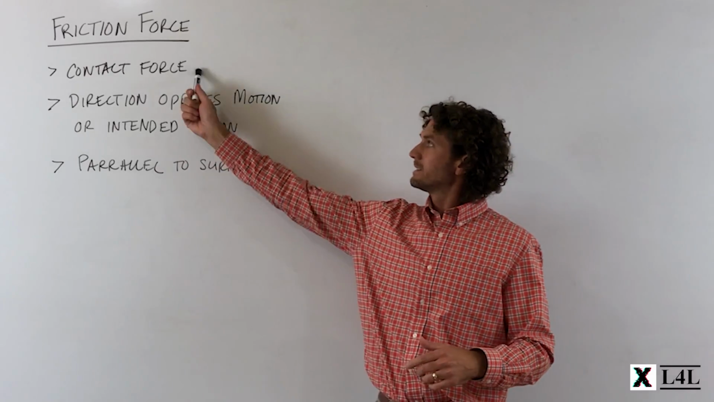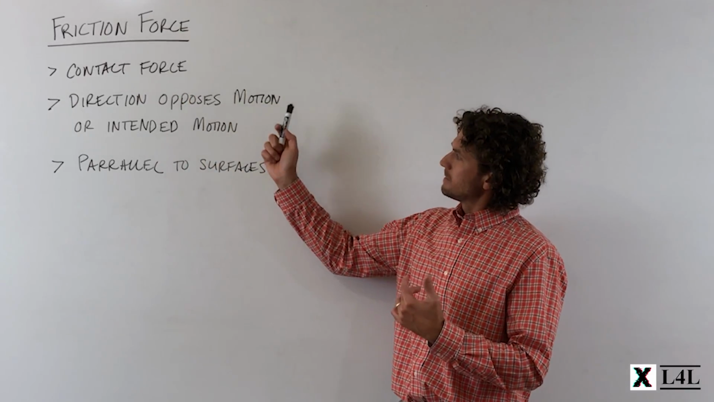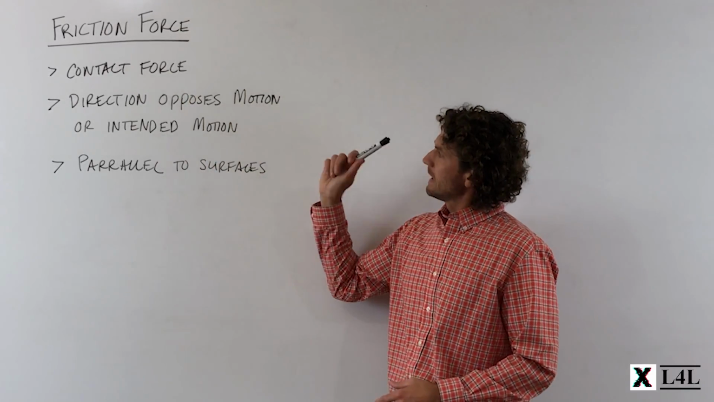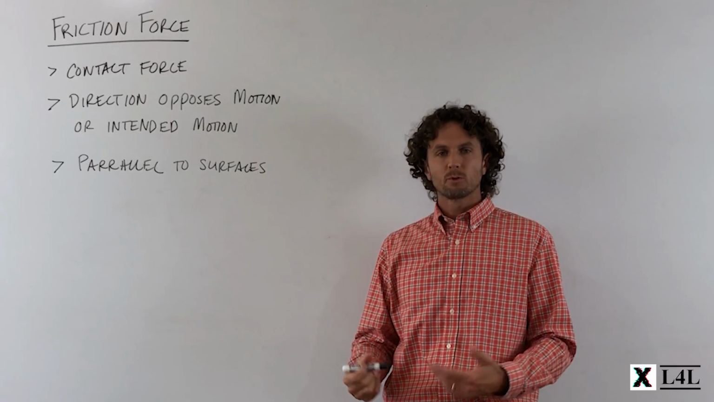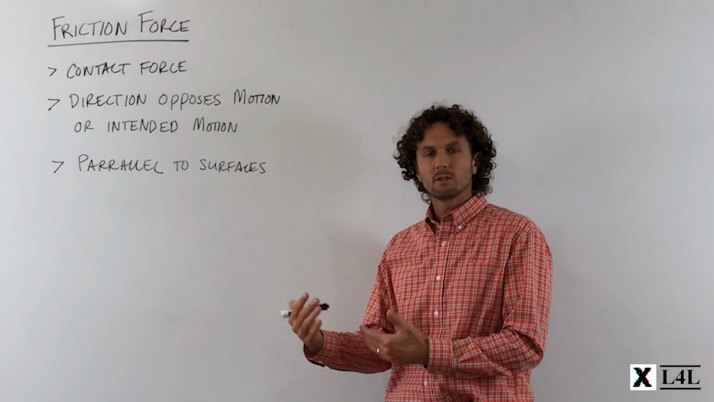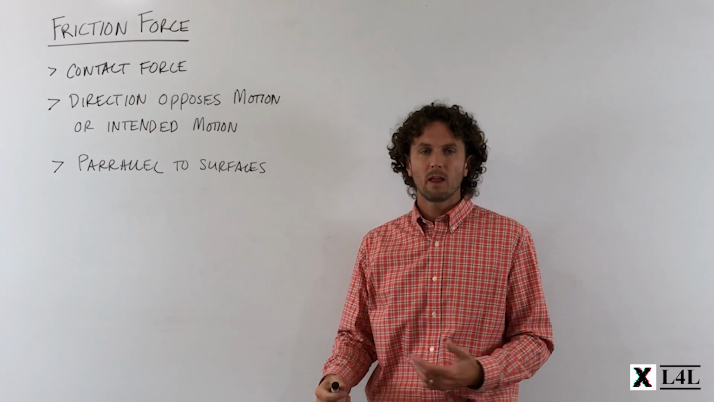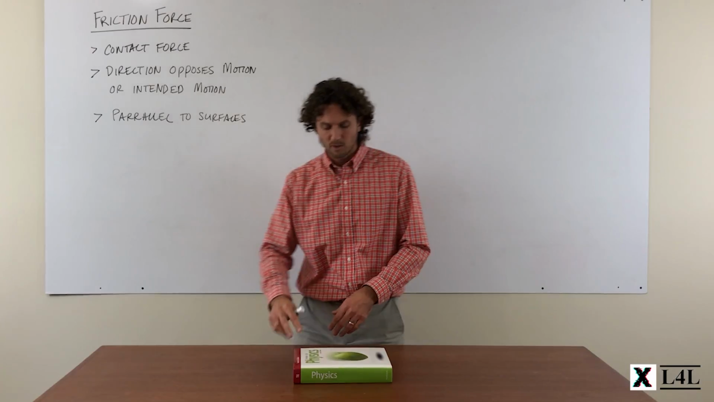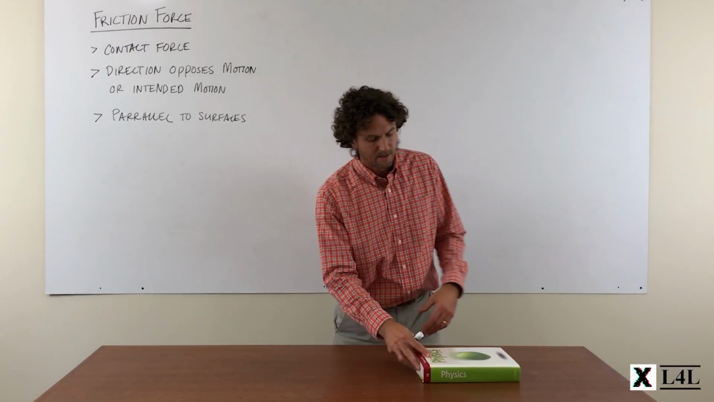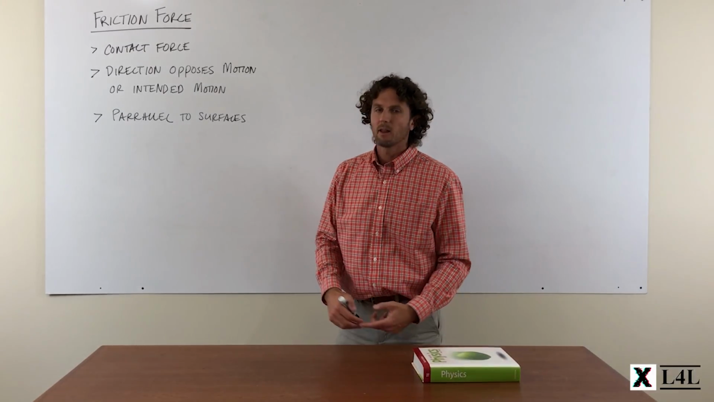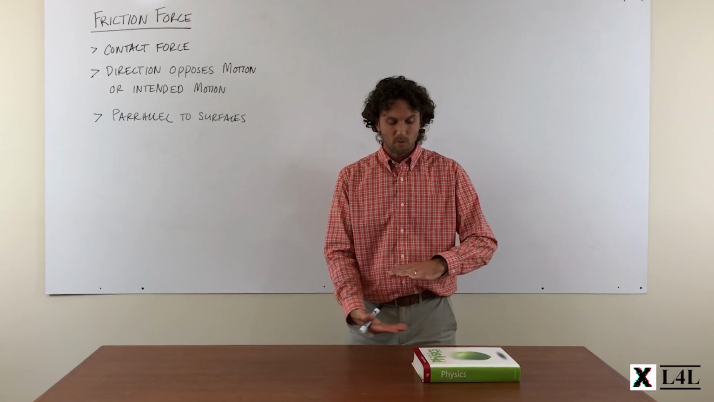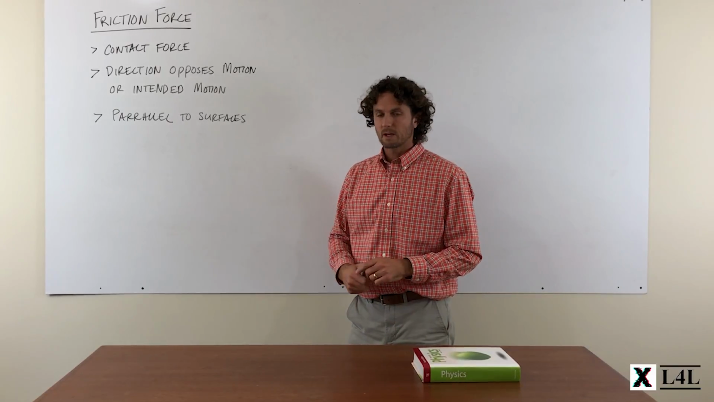So again, it is a contact force that is between two different objects, and the direction of the friction force is always going to oppose the motion that is occurring or the intended motion, and it is going to be parallel to the surfaces that are in contact. So when I look at this book, as it's sliding, the force is parallel to the table and the book in terms of its direction.